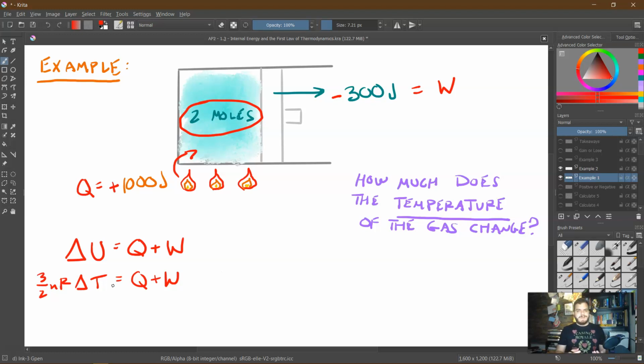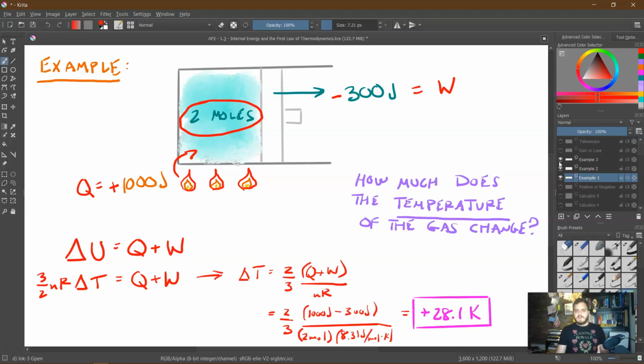And at this point, we have everything. I just rearrange to find the change in temperature, and I know Q was positive 1,000 joules, the work was negative 300, you have to be very careful on is it positive or negative, n was 2 moles, R is the ideal gas constant of 8.31 joules per mole Kelvin. And that gives us, when we stick it in our calculator, a change in temperature of positive 28.1 Kelvin. The gas does indeed increase in temperature.